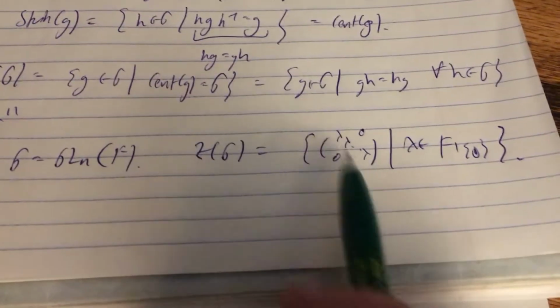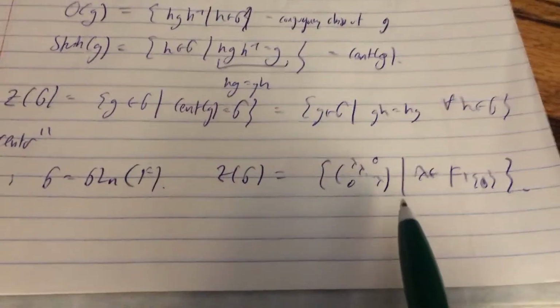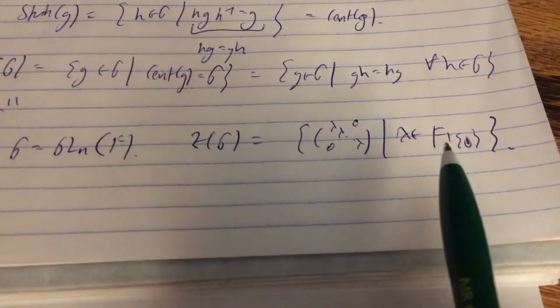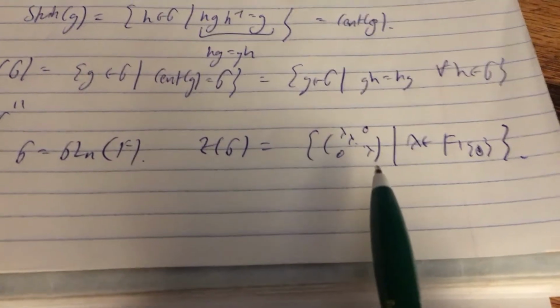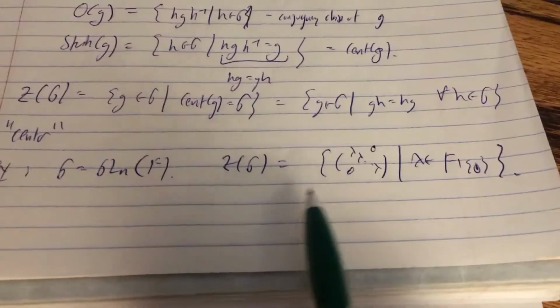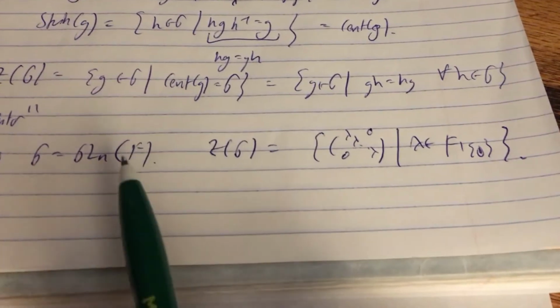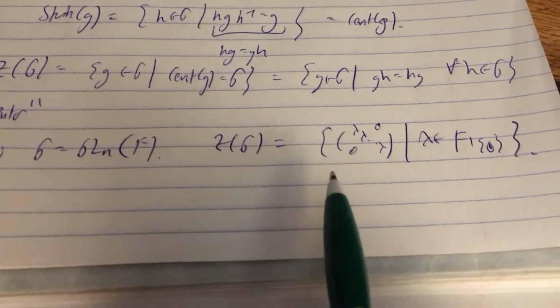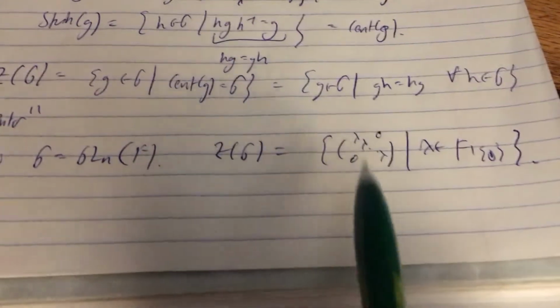Right, if lambda is 0, of course 0 is not invertible, so it's not in GLN. But if lambda is in F minus 0, then this is an invertible matrix. It's lambda times the identity. And in order to be in the center of GLN, you have to actually be just a multiple of the identity. And that's not that hard to see.